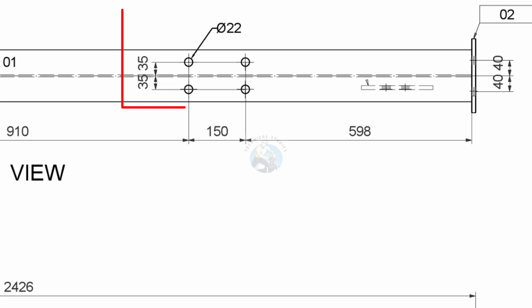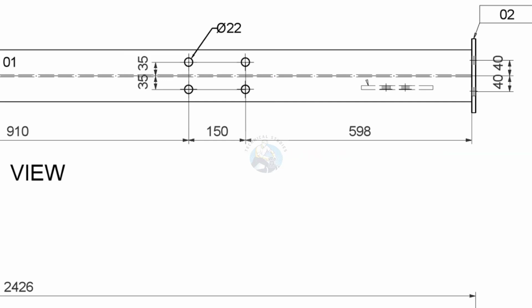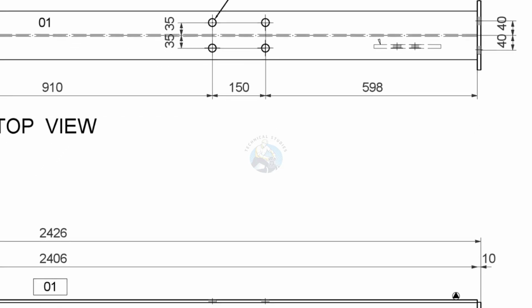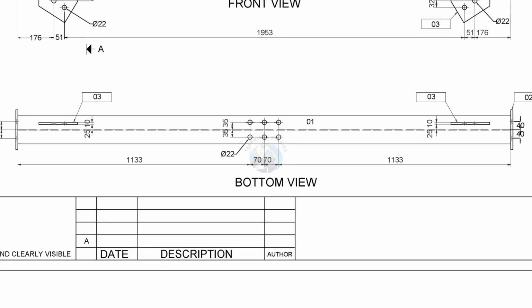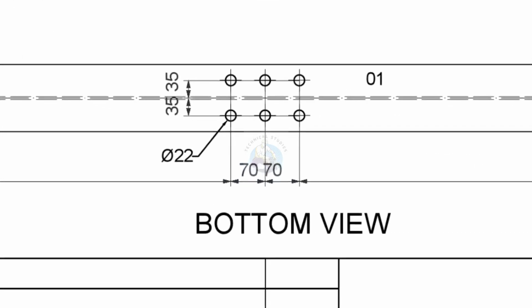There are 2 sets of holes on the top flange of the beam. Note the hole size, distance, etc. Look at the bottom view of the beam. There are holes on the bottom flange.